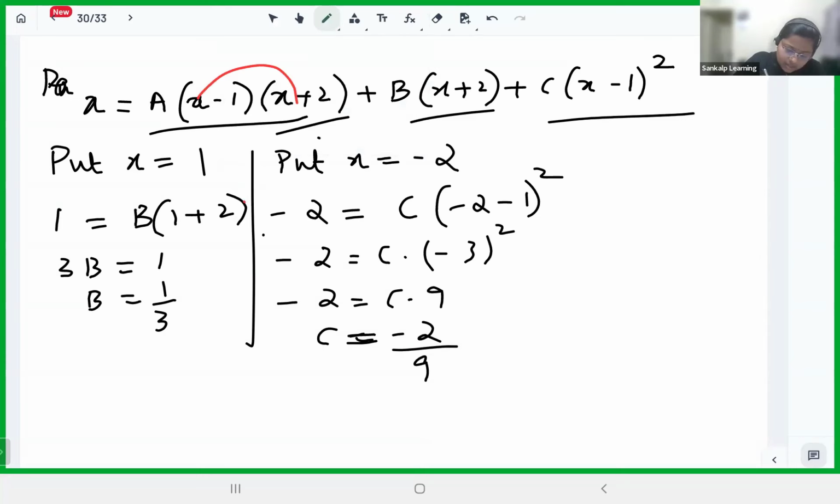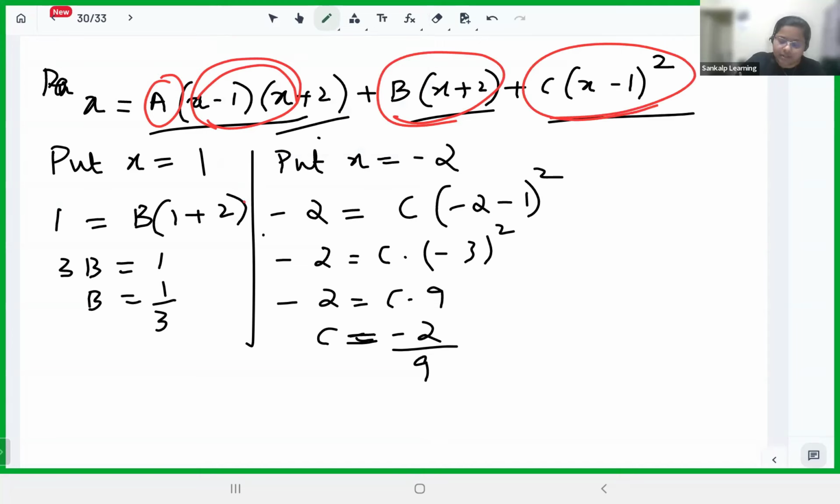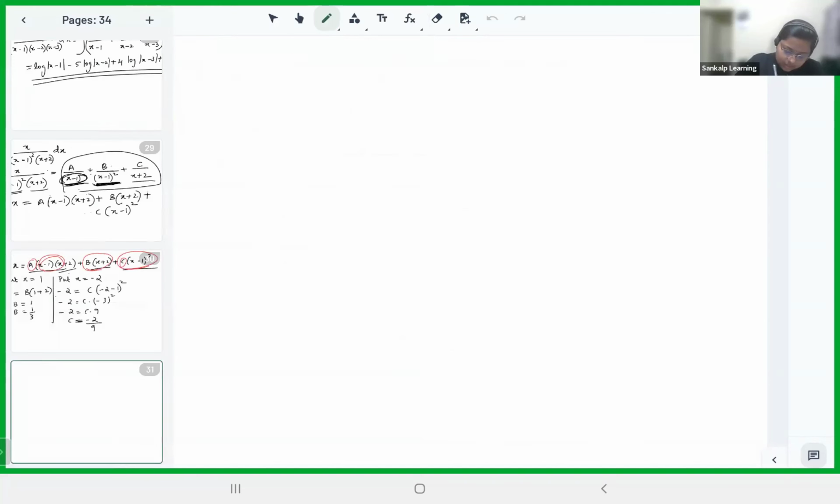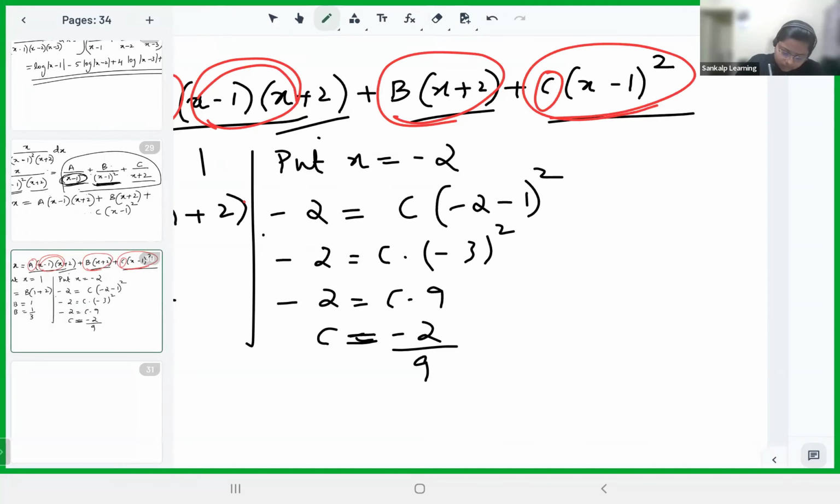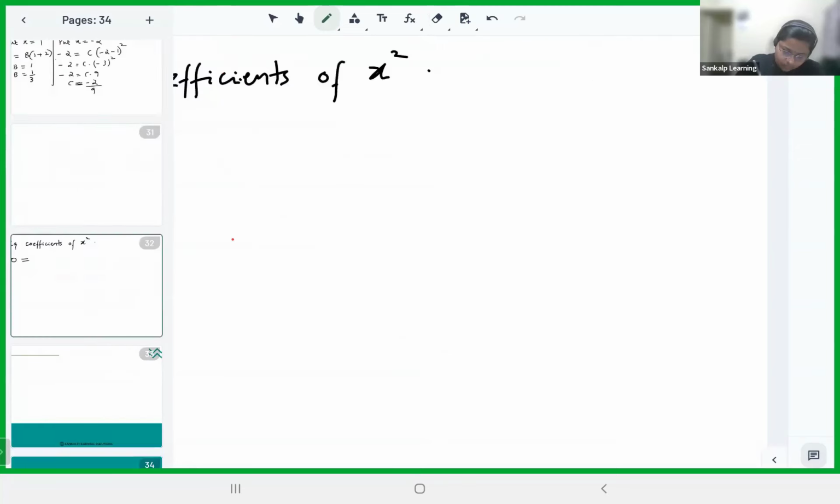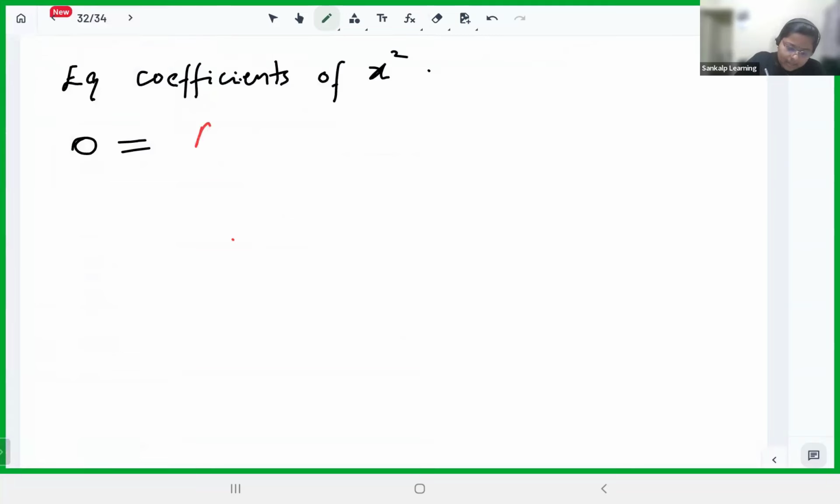So x into x square, which means A will be a coefficient. There is no x square term here. Here also there will be an x square term. What is the coefficient of it? It is C, right? So this is equal to A plus C, and we have got the value of C. C is equal to minus 2 by 9, right? So what is A? A is equal to 2 by 9.